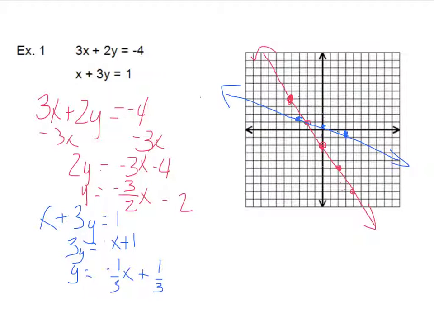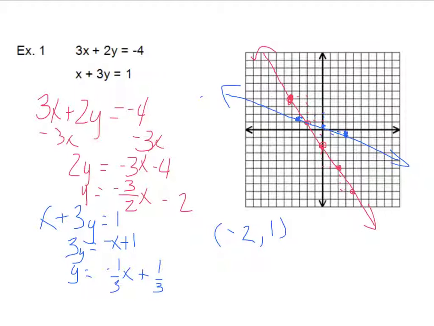Now, it looks like my two lines intersect at the point negative 2, 1. Now, just to be sure that I have the correct answer, what I can do is take my ordered pair, negative 2, 1, and plug it in for x and y into both of my equations. And if it comes out true, then I know I've got the right answer.